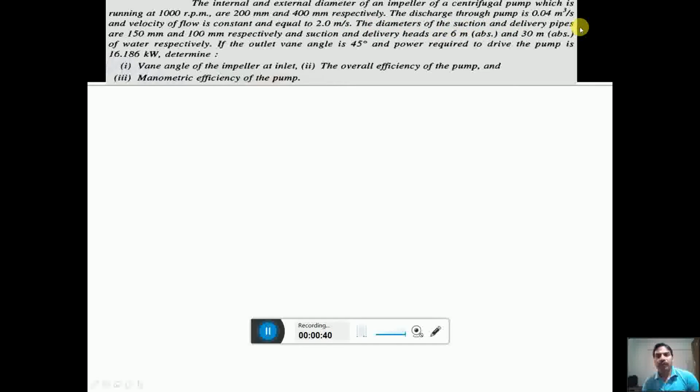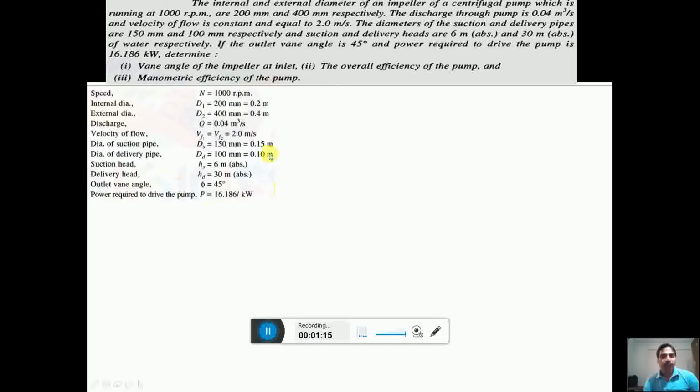The diameter of suction and delivery pipes are given as 150 mm and 100 mm respectively. Suction and delivery heads are given as 6 meter and 30 meter absolute of water respectively. When angle is 45 degree, power required to drive the pump is again given as 16.186 kilowatt. Then we have to determine the vane angle of the impeller at inlet, overall efficiency and manometric efficiency of the pump. So first of all, the given data are here from the question. Very easily you can note it down.